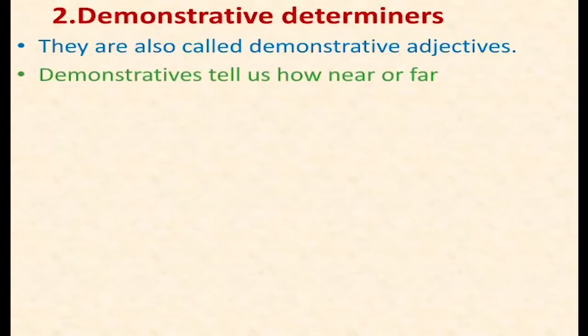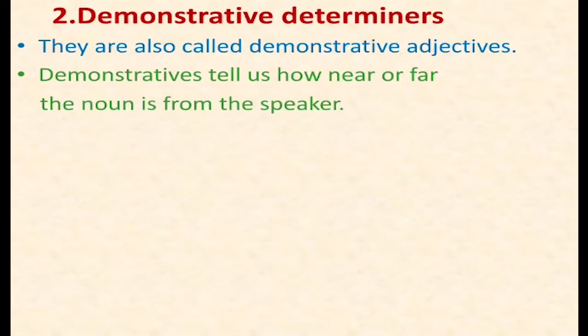So we have previously learnt about the articles. We will now further learn about the other types of determiners, the demonstrative determiners. They are also called demonstrative adjectives, and demonstratives tell us how near or far the noun is from the speaker.